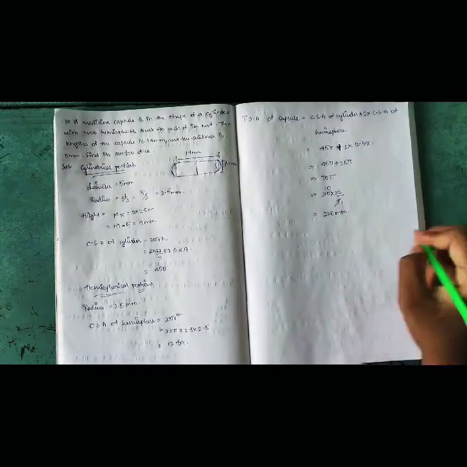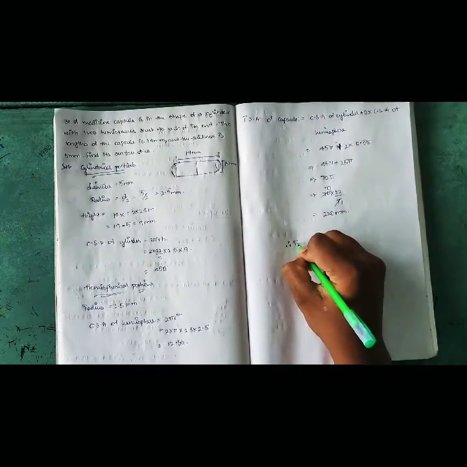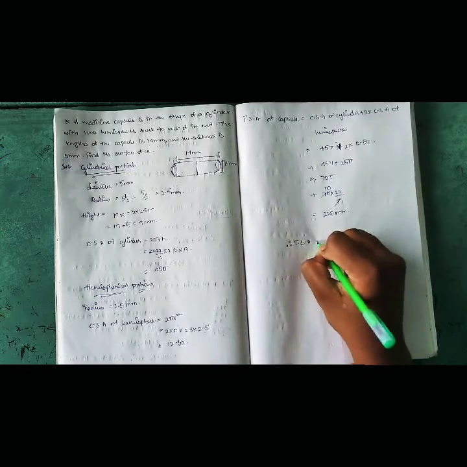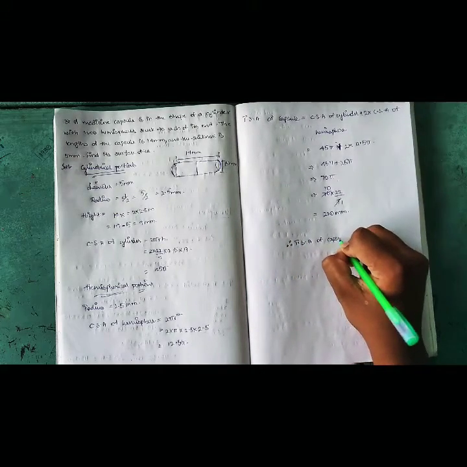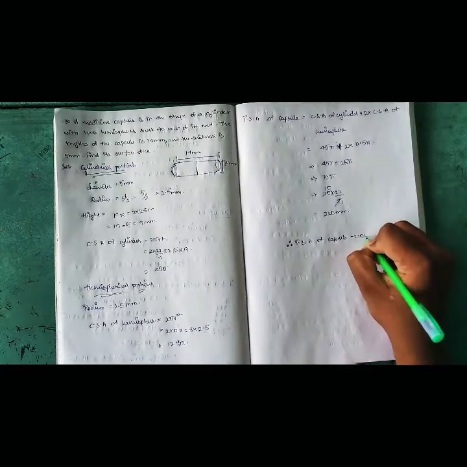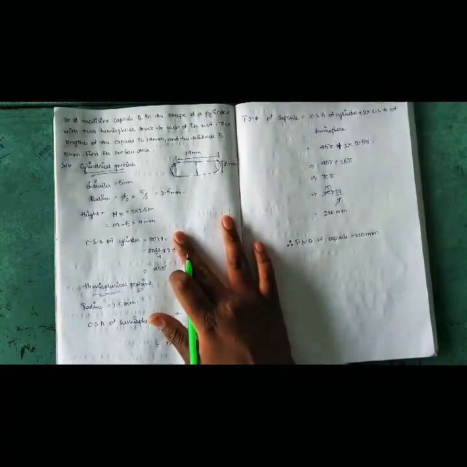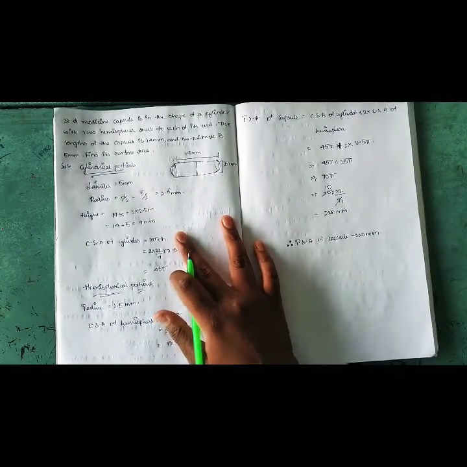Therefore, the total surface area of the capsule, TSA of capsule, is equal to 220 millimeter. So now we have finished the third problem, and we'll discuss the fourth problem.